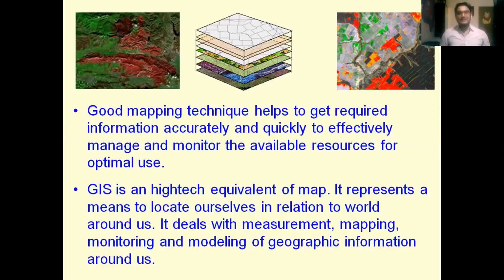By sitting here, you can see the things happening in America. You can see the ground features or land features in different places in the world. That is how it is happening with this GIS high-tech equipment, right? So it deals with measurement. It is going to give maps. It will monitor and model the geographical information around us. So that is the benefit of the geographical information system.